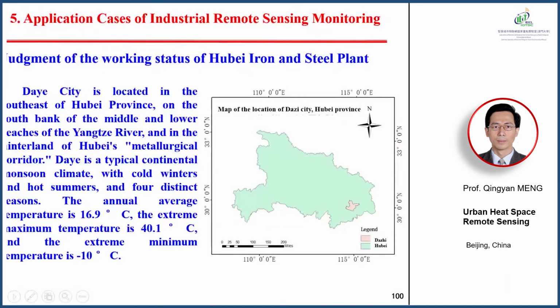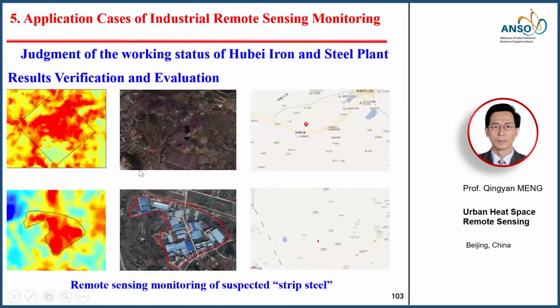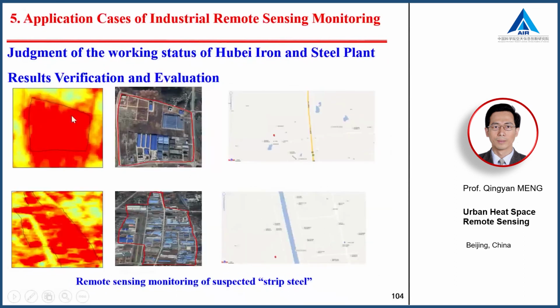We can also judge the working status of the Hubei area and steel plant. And these are the different phases, different studies. We can judge the working status of the Hubei plant without validation and evaluation, and judge where the illegal factories are. Yes, these are the results you can see.